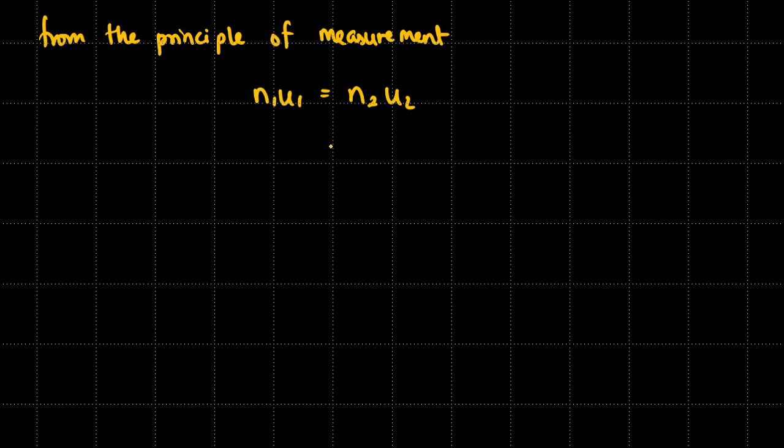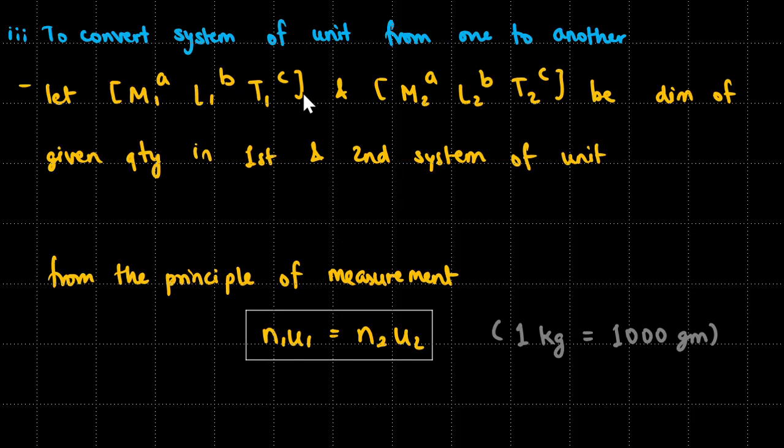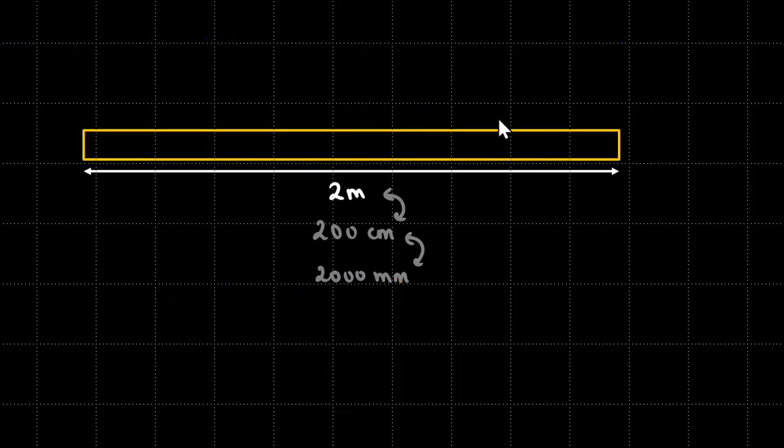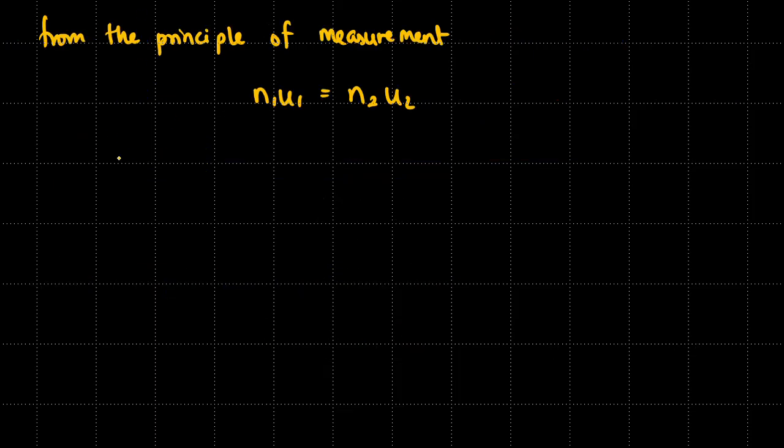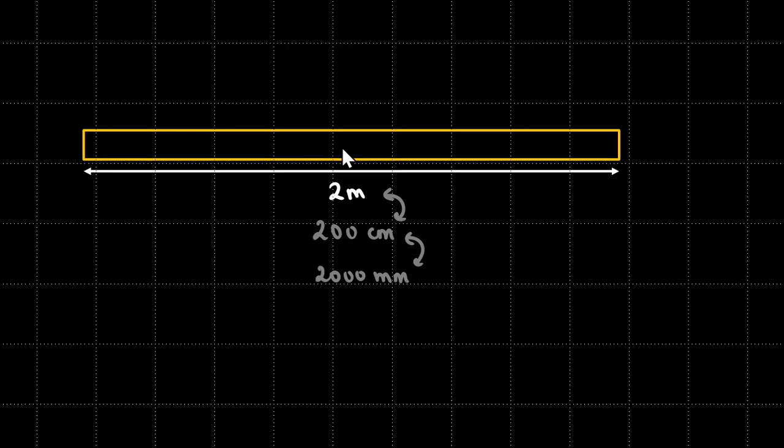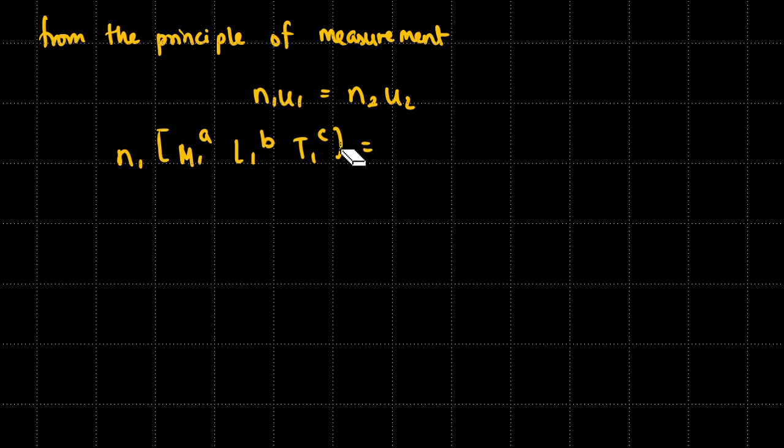So now, if you remember, this is unit 1 and this is unit 2, U1 and U2. So we can write it as N1 M1 to the power A, L1 to the power B, T1 to the power C equals N2 M2 to the power A, L2 to the power B, T2 to the power C.